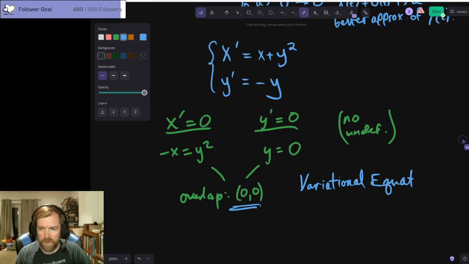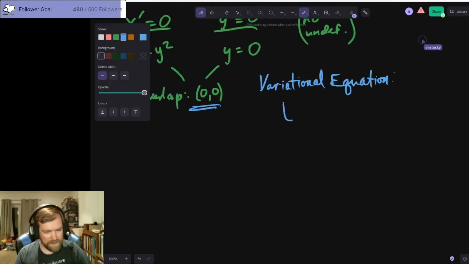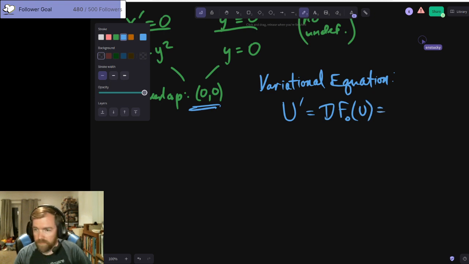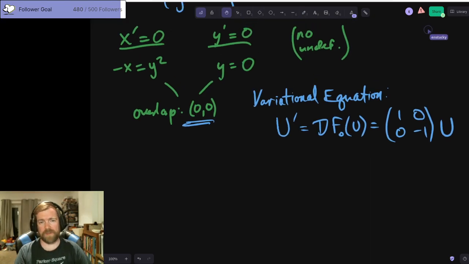Yep, so they come up with the fact that the variational equation for this is going to be u prime is equal to df at 0 of u, which is equal to the matrix 1, 0, 0, negative 1 times u. Okay, can you help me out?